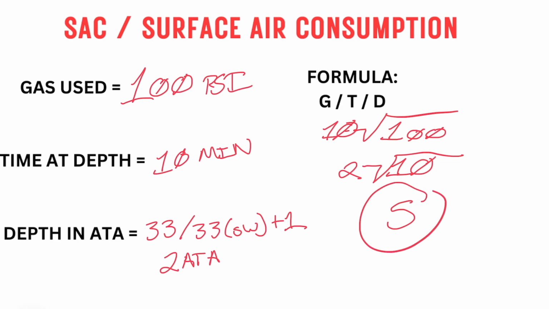Now, whenever you're trying to determine your ATA in salt water, you're always going to divide your depth by 33 and then add 1. That 1 is for the atmosphere above the pressure of the water and is a simple 1. So if you were at 66 feet, you would divide that by 33 and add 1. If you're at 99, divide that by 33 and add 1. No matter what depth of salt water, you divide that by 33 and then add 1.